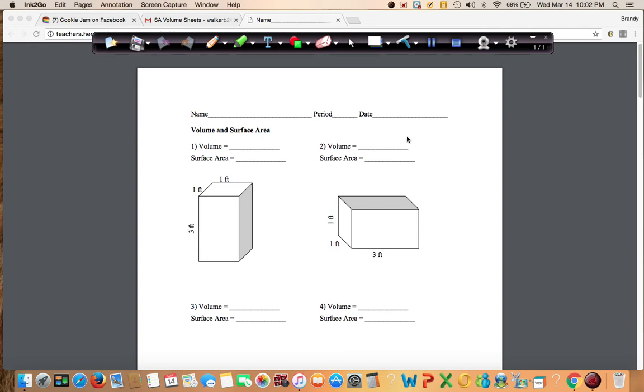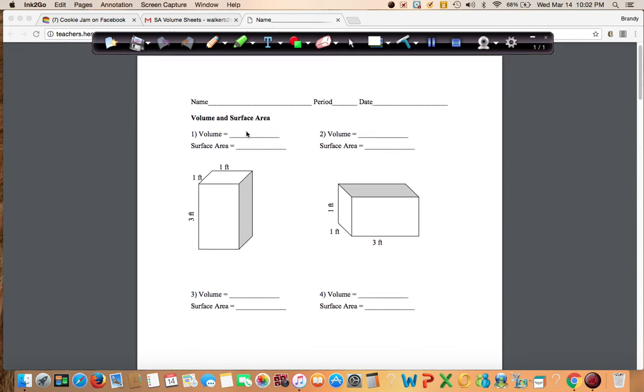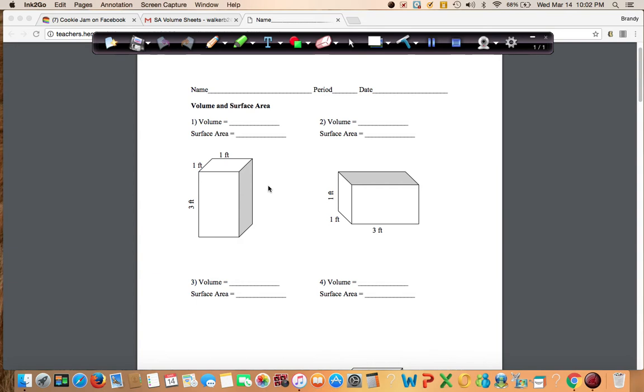Hello and welcome. Today we are doing volume and surface area. The beginning of the worksheet starts with volume and surface area of rectangular prisms. So let's get started. There are two formulas you need to know for this.